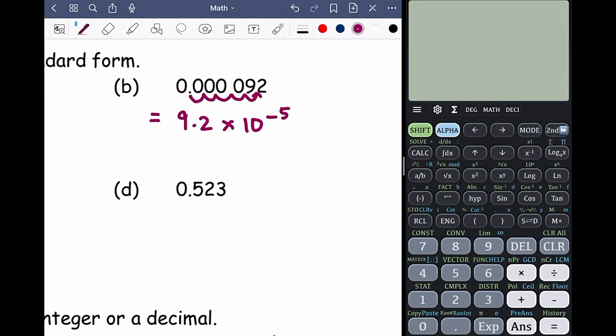Right, next we have 0.523, and again, this is not a very small number, so we're going to just look at how we convert to standard form and the scale of it. So we know that this decimal point has to be shifted to the right 1 time, so it's 5.23 times 10 to the power of negative 1.